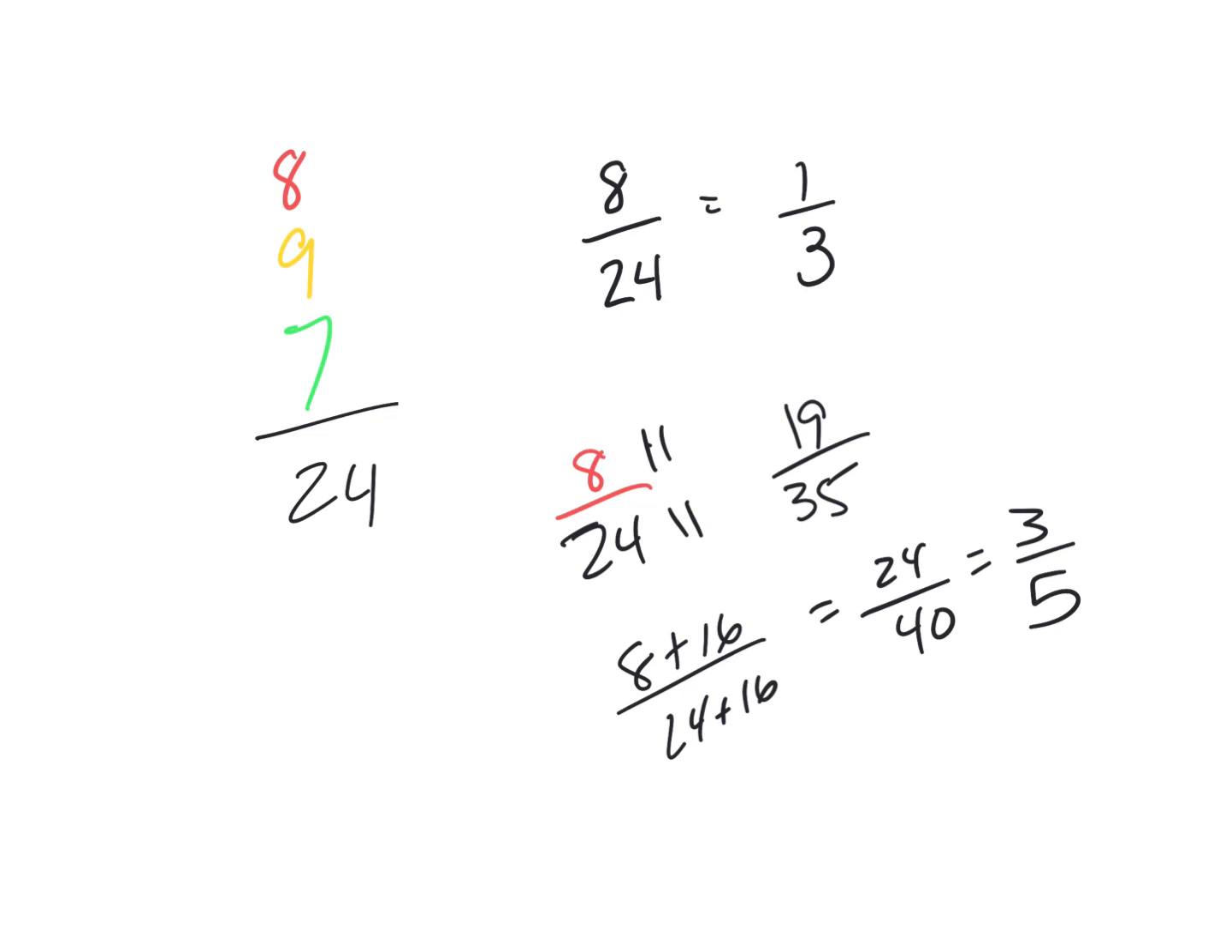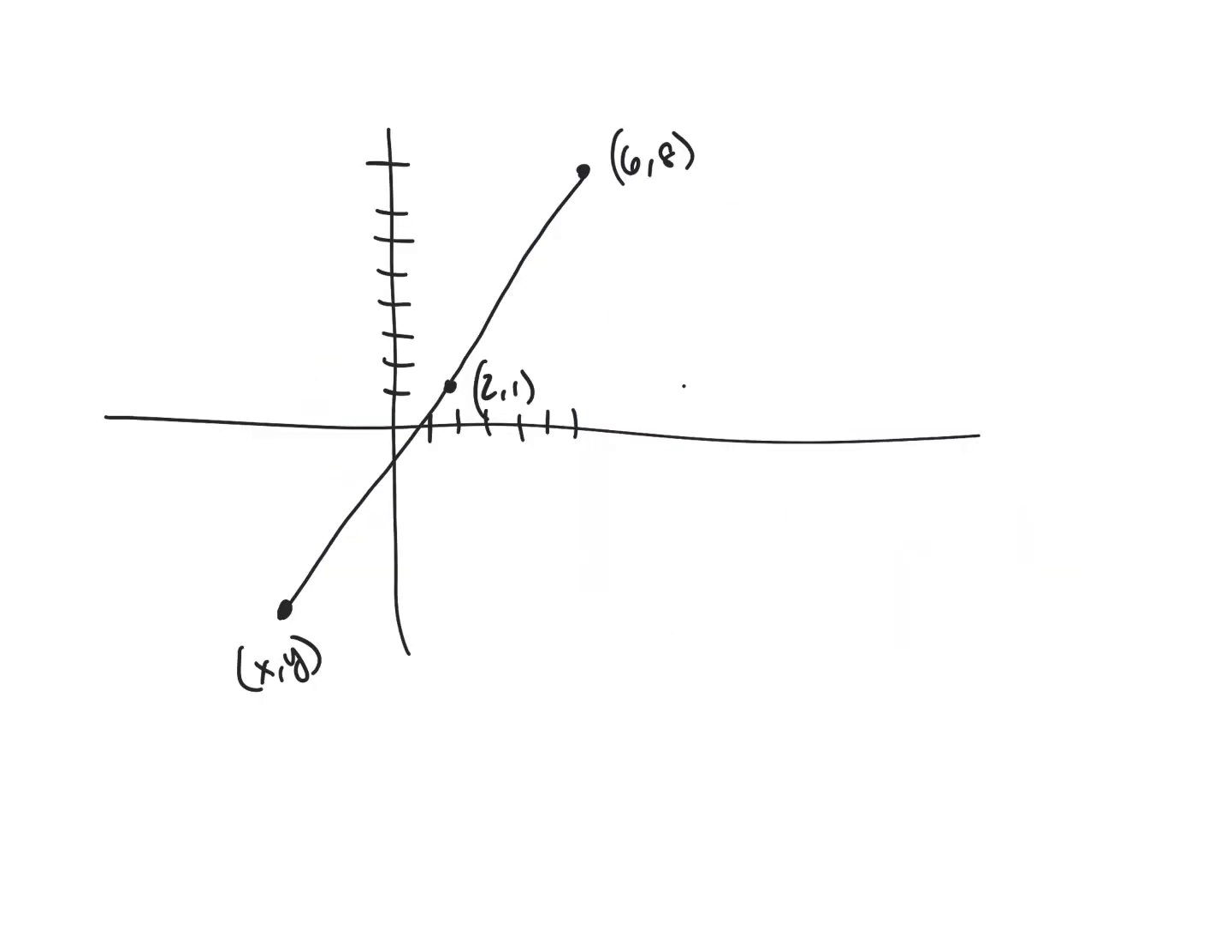It doesn't take that long. Even if you had to get to E, it wouldn't have taken that long. Everybody get that? This one, they're giving you an end point and a midpoint. The 6, 8 is an end point, and the midpoint is 2, 1. So the other point has to be on the other side of 2, 1.